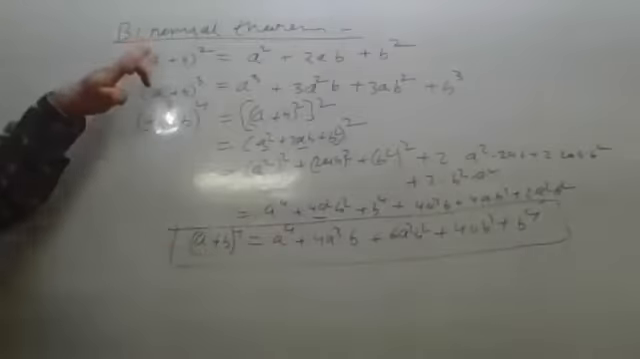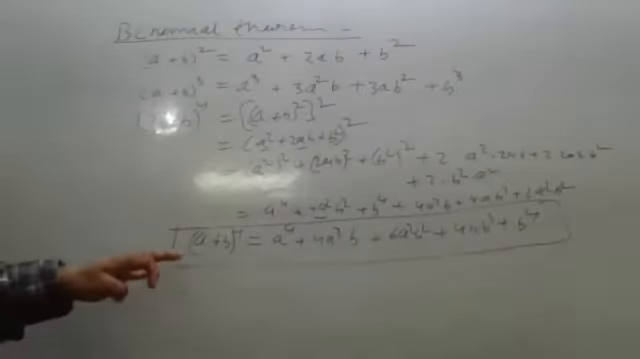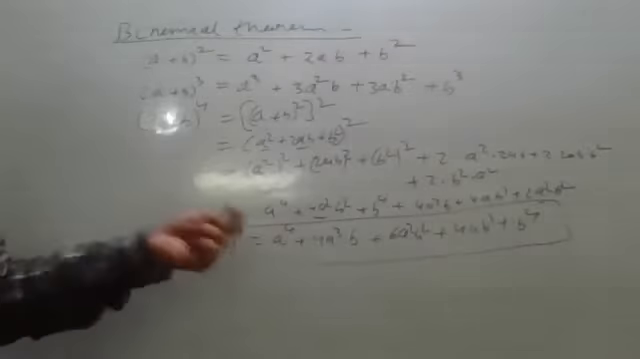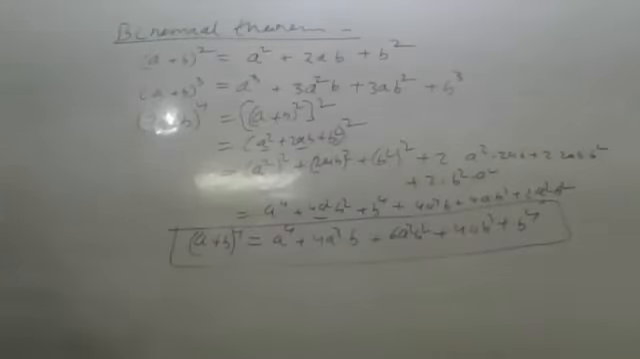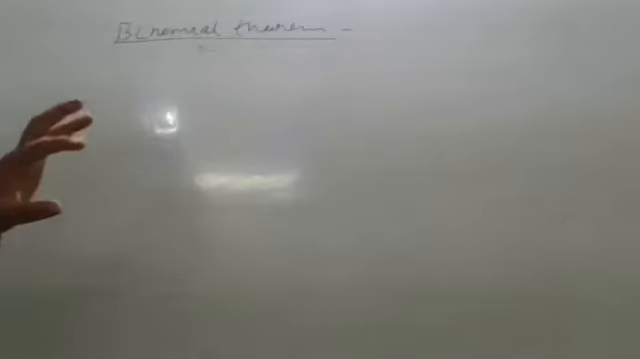So remember, (a + b)² is a² + 2ab + b². (a + b)³ is as above, but you cannot find the product for higher powers. So to find the expansion of a binomial with a larger power, we must use the binomial theorem. Okay. So this is not the binomial theorem; this is only the introduction to it.